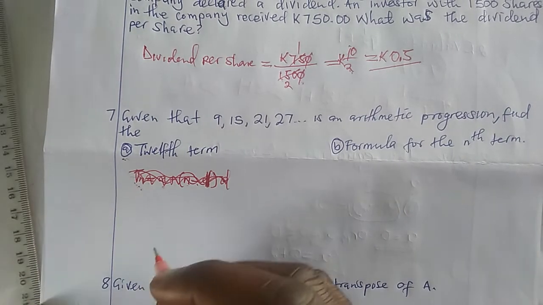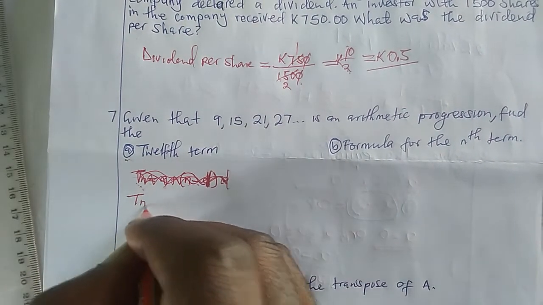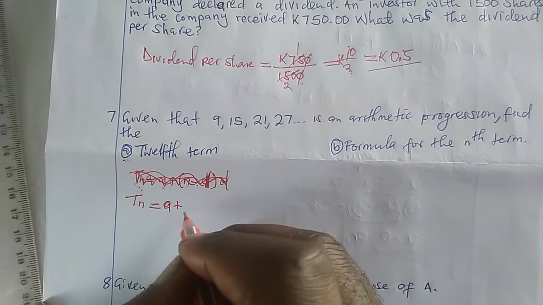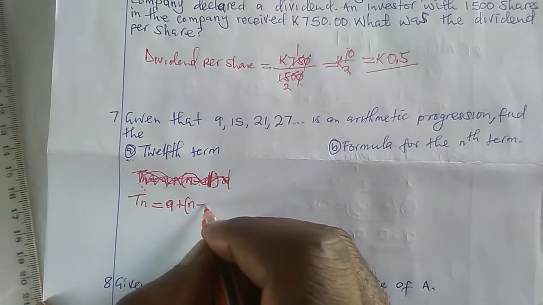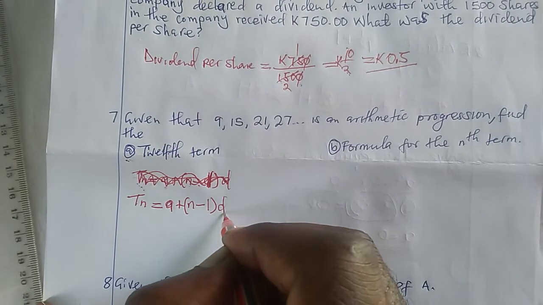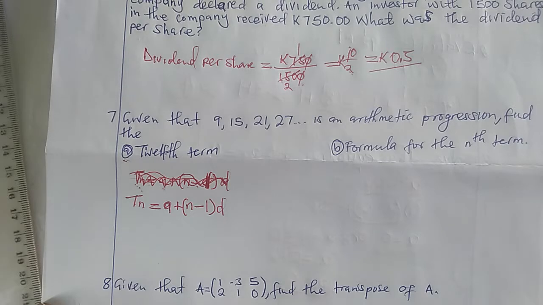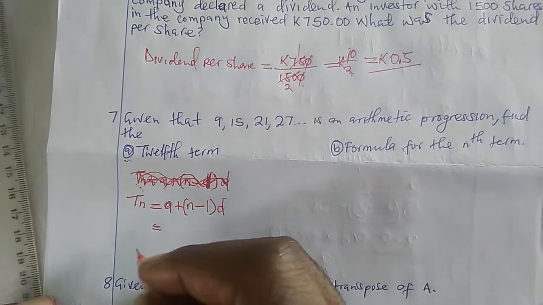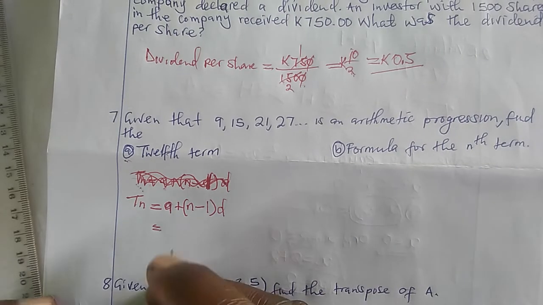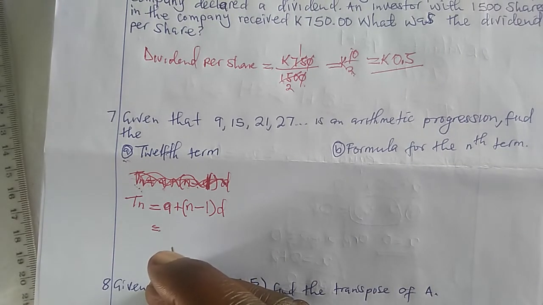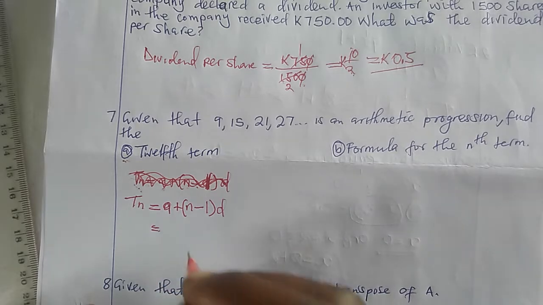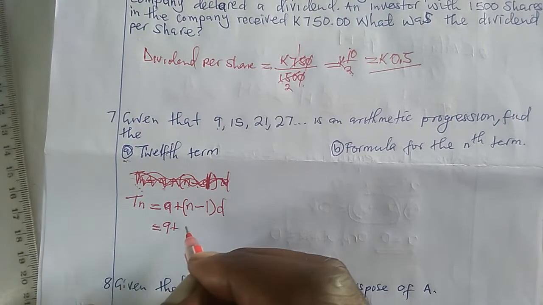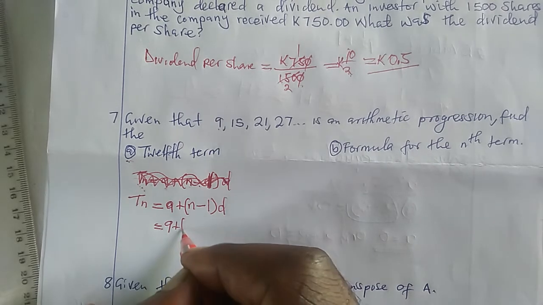To do this, we're going to use the formula Tn is equal to A plus (n minus 1)D. Now we need to start filling in the numbers here. So we say it is equal to, then what is the value of A? The A stands for the first term in the sequence. The first term is 9, so we pick 9, then plus, then open bracket.